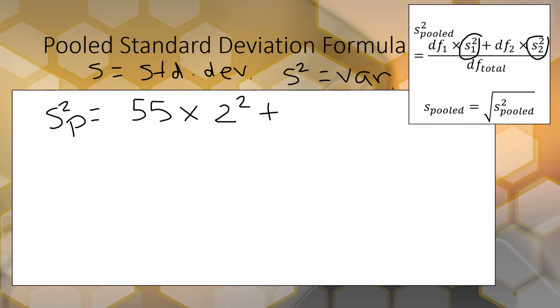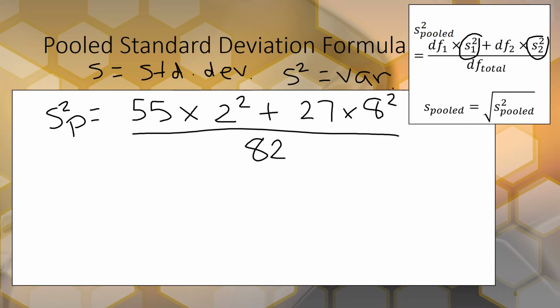Alright. And add the degrees of freedom for women, which is 27, times the standard deviation for women, which is 8, and we need a square because that was the standard deviation and not the variance, and divided by 82.